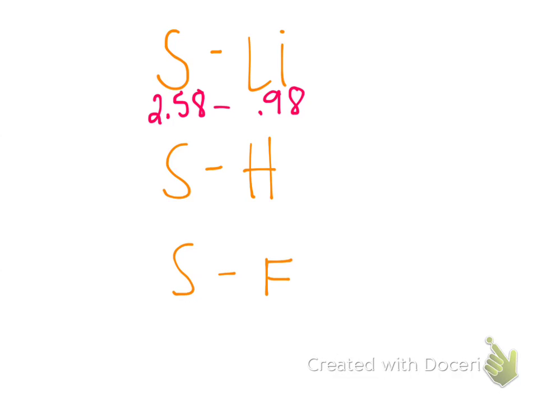Why do you think that? Where it's located on the table. Exactly, where it's located, right? Sulfur's a non-metal, lithium's a metal. We should know right off the bat that it is an ionic bond. And if we do the subtraction, we get 1.60. It falls within the polar covalent.